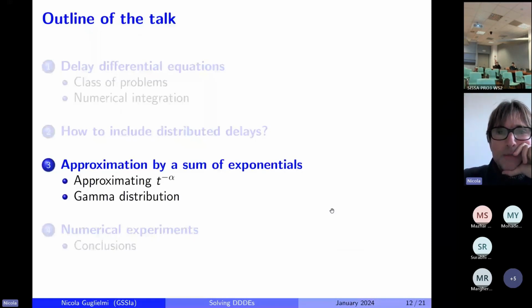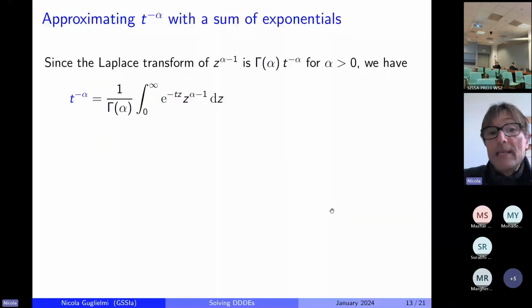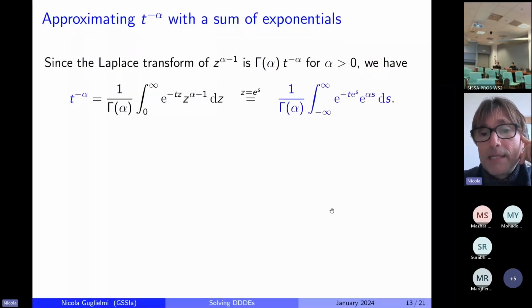So how do we approximate t to the minus alpha? Here is the main idea. t to the minus alpha is indeed the Laplace transform of z to the alpha minus 1, apart from this constant, which is gamma of alpha. So we can express t to the minus alpha in integral form, and in particular in real integral form, not in complex form. So we don't have to do a contour integral to approximate, but a real integral. If we just replace the independent variable z by the exponential of s, with this simple change of variable, we have this integral from minus infinity to infinity of an analytic function.